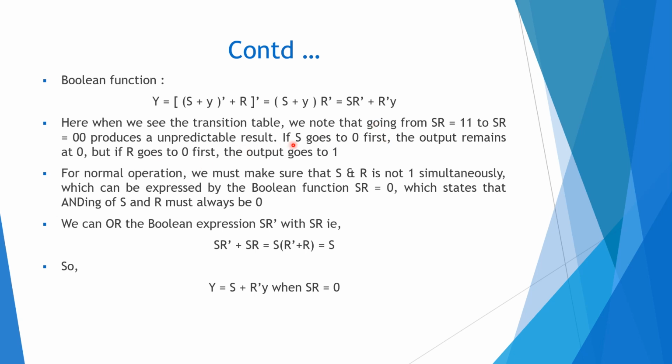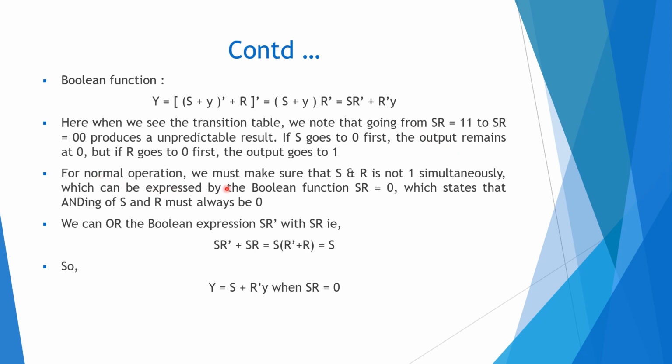When we see the transition table, we note that going from SR 11 to 00, that is at 11 there is a forbidden condition. If S goes to 0 first, the output remains 0, but if R goes to 0 first, then the output goes to 1. That is the situation here. So we have to mask this forbidden condition, that is SR equal to 1 1.